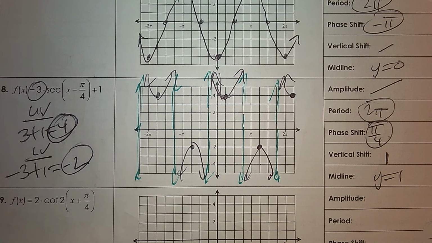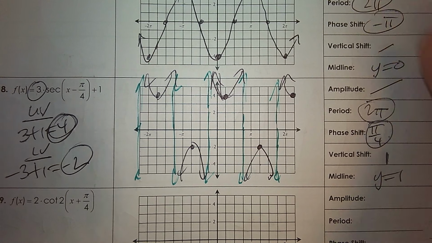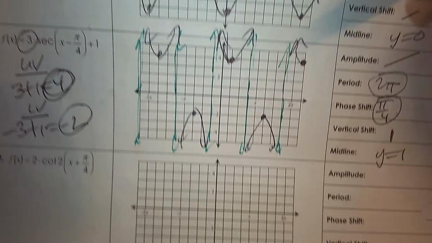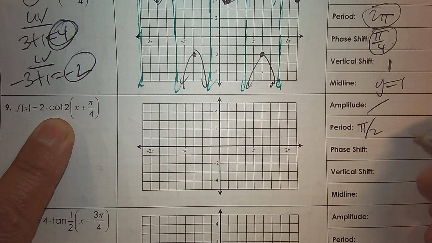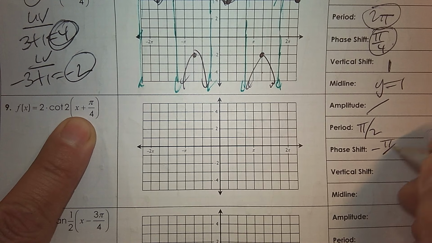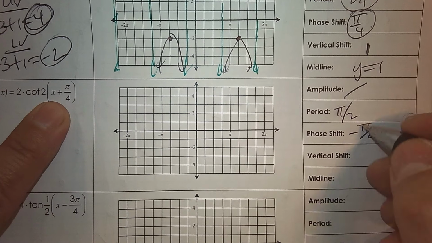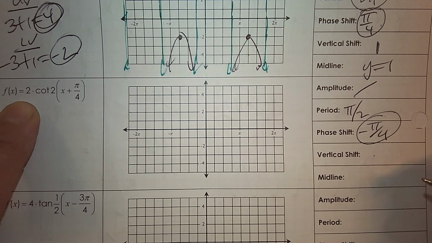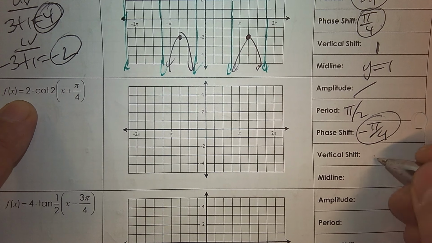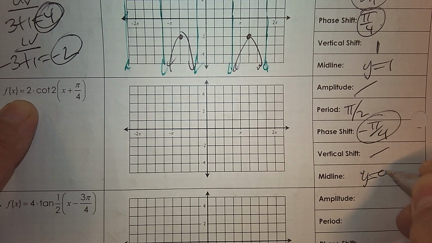All right, number 9. No amplitude. The period would be pi, but we're going to divide by 2. The phase shift's negative pi over 4. That's where we're going to start. No vertical shift. And that 2 will stretch it out. We'll get there when we get there. So there's that. So 0 is where the point of inflection is.